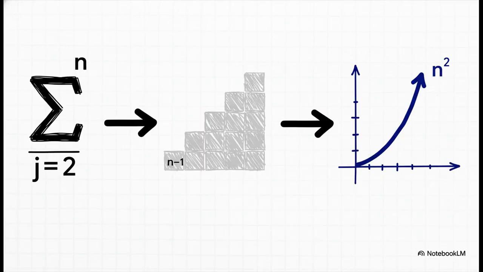So let's zoom in on the real culprit here. That summation symbol? It's just a fancy way of saying add 2 plus 3 plus 4 all the way up to n. And all those little additions, they pile on top of each other, and mathematically, they end up creating an equation with an n times n part in it. And that is exactly how a simple little loop spirals into a major performance problem. It creates what we call a quadratic relationship.